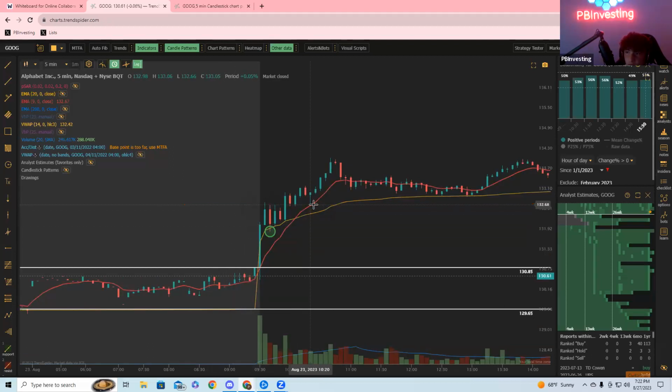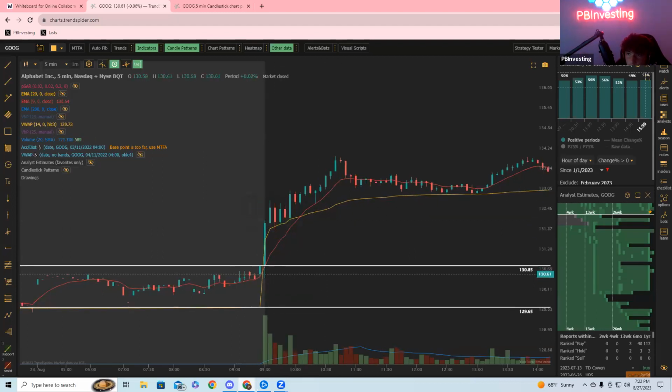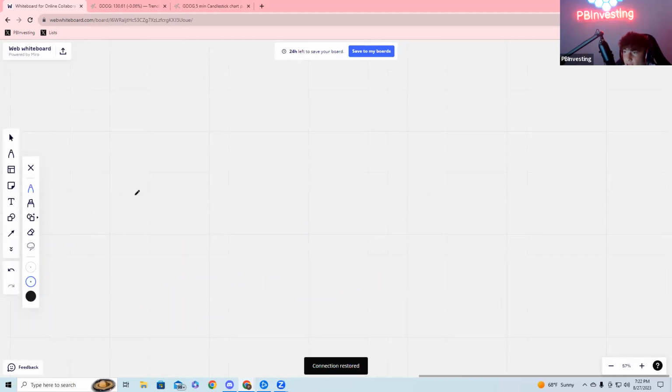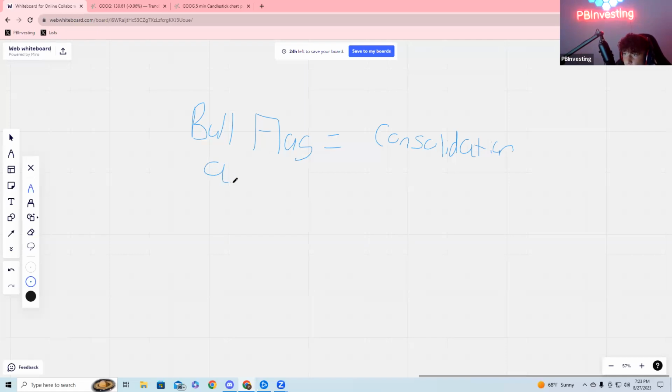So let me redo everything. What is this, guys? Right here. What is this right here? Who knows what this is? Bull flag. Exactly. It's a bull flag. A bull flag is basically consolidation after a move up. This is what a bull flag is, guys, before I go into it. A bull flag equals consolidation after a move up, okay?